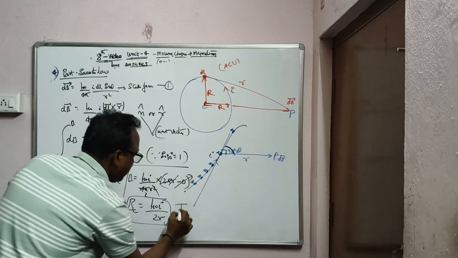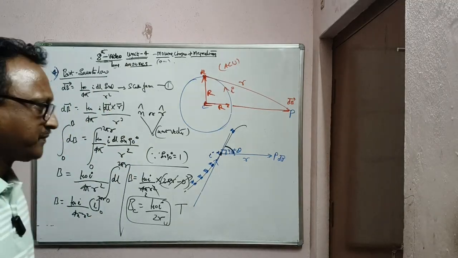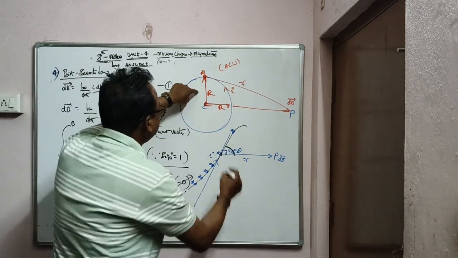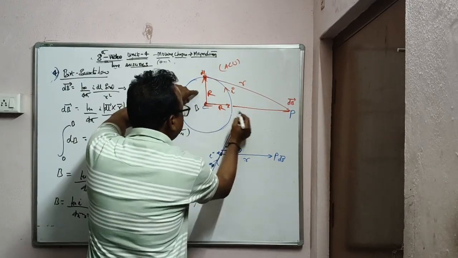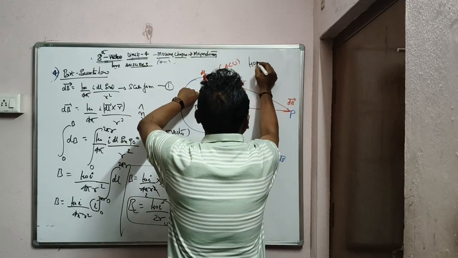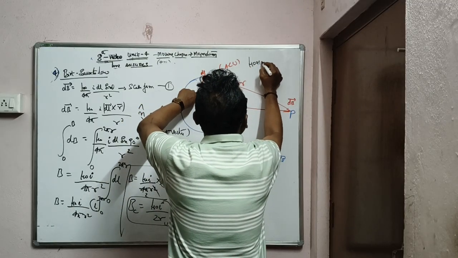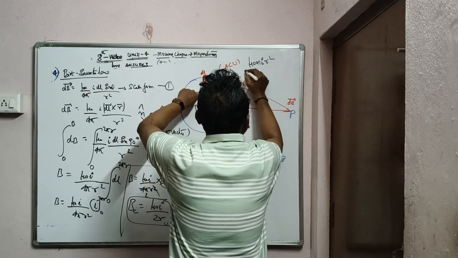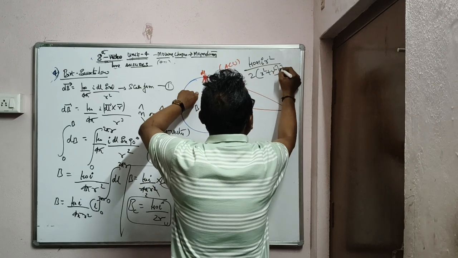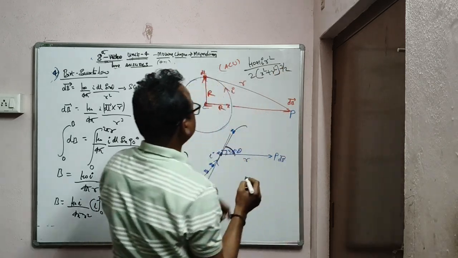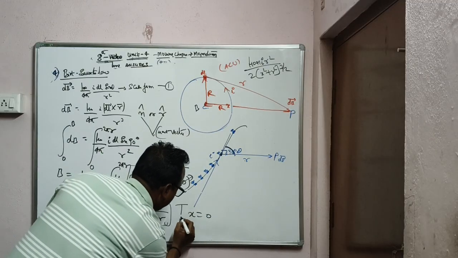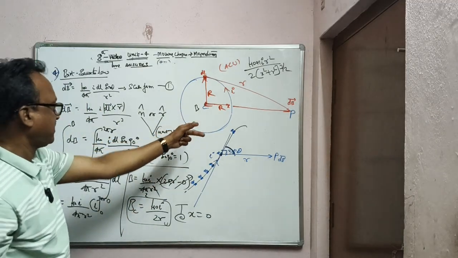The units are Tesla, or Newton per ampere meter, or Weber per meter square. Please make a note, this is for B at the center. If you want the field at another point, the formula changes. That is mu naught n I r square by 2 into x square plus r square to the power 3/2. Now I am talking about x equal to 0; at x equal to 0 this is valid.